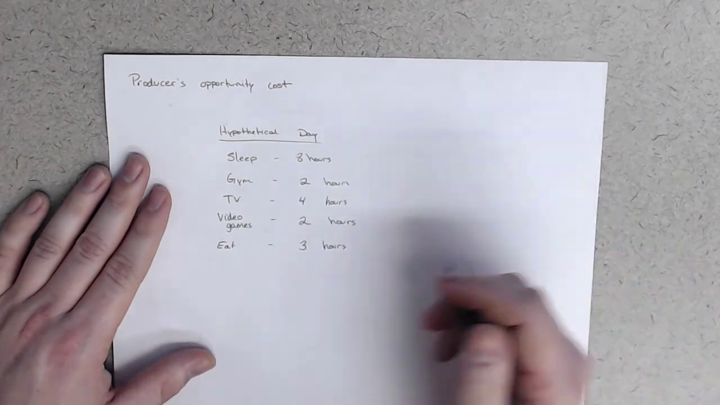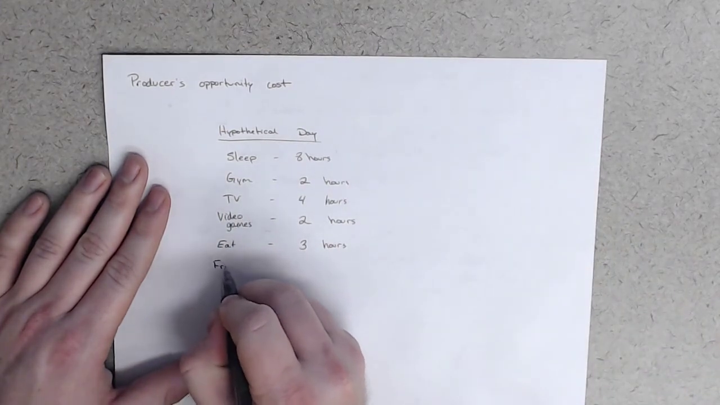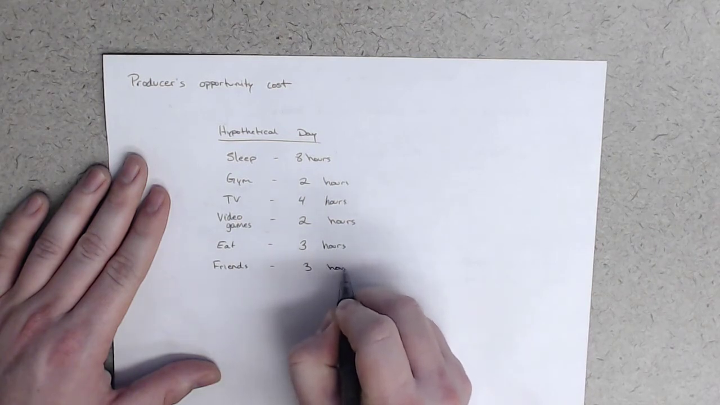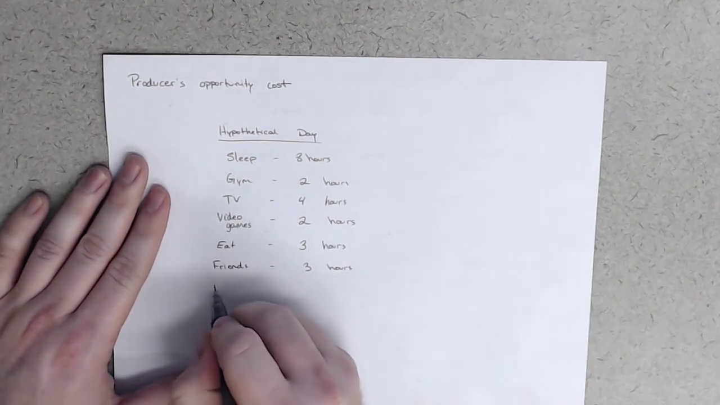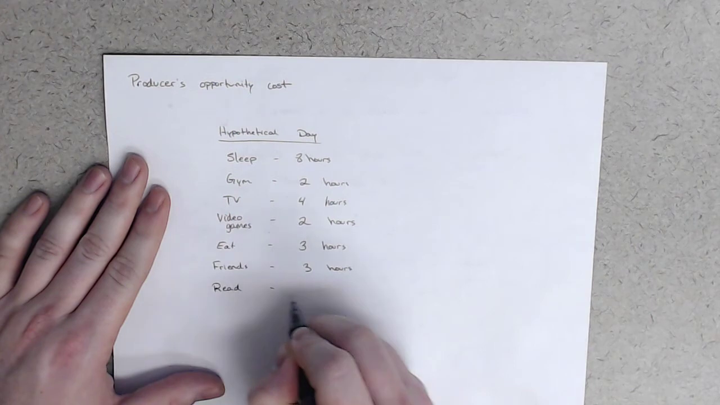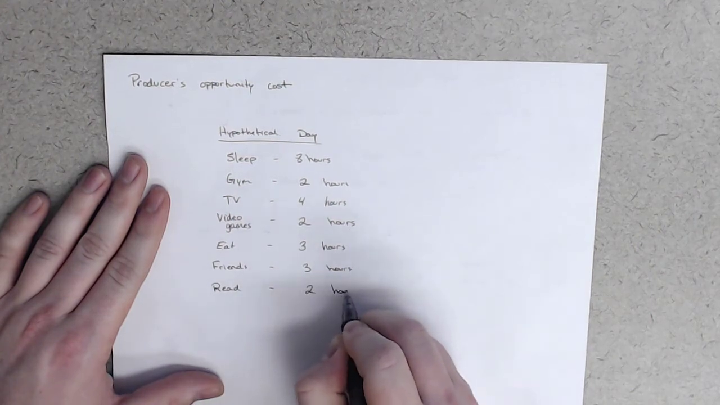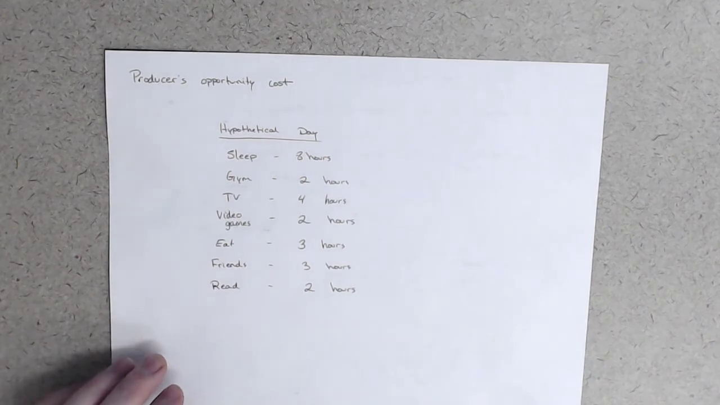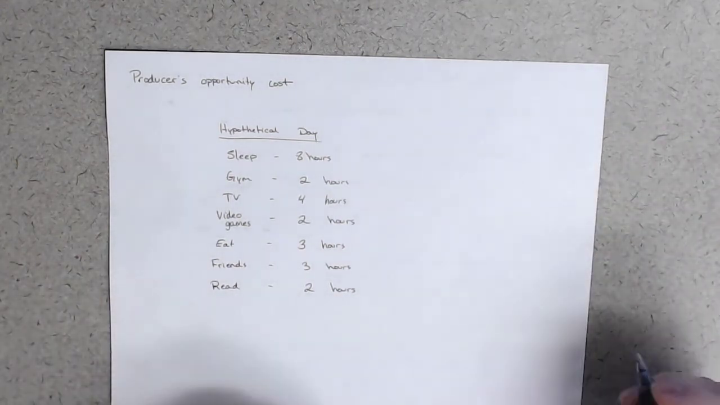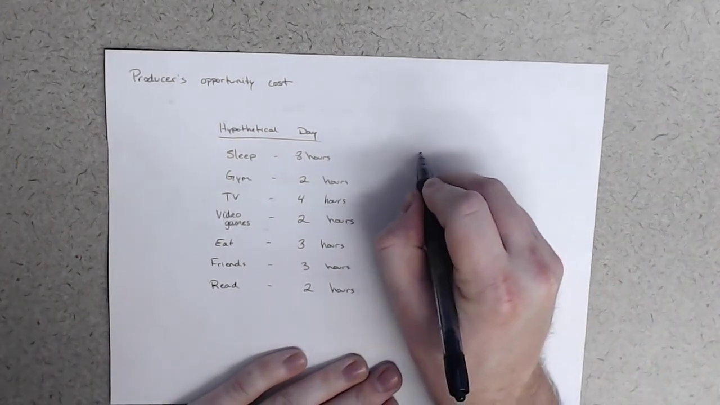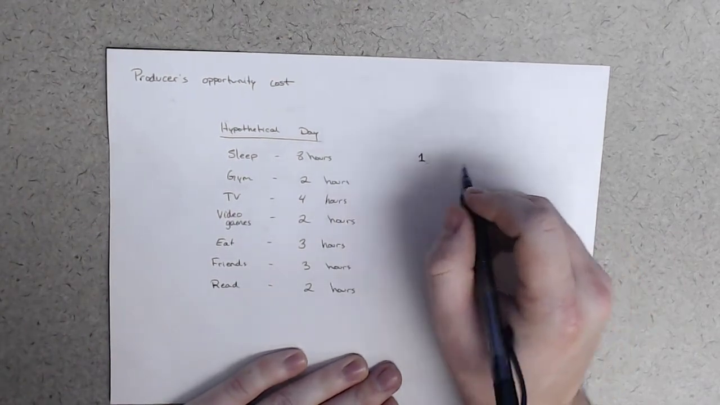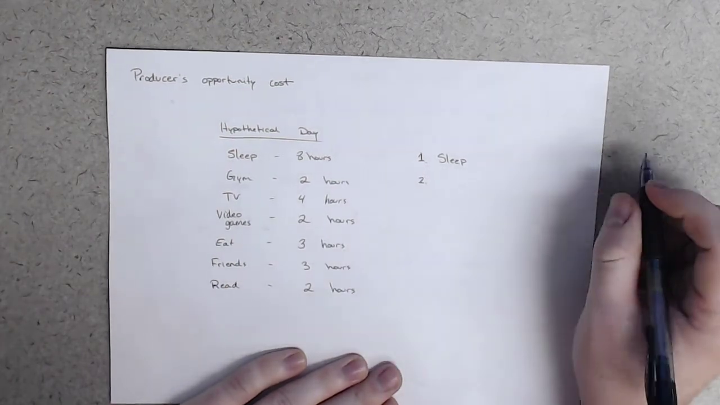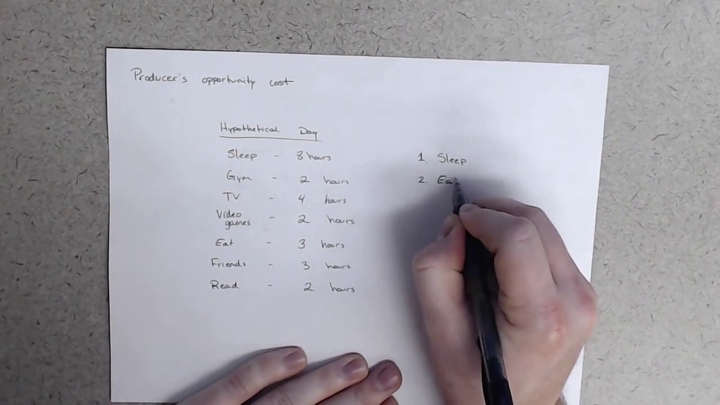And of course, you want to see friends for 3 hours. And maybe you want to read for the remaining 2 hours of your day. Okay? And let's rank these things in order of importance. Right? So your most important thing is to sleep. Your second most important thing is to eat.